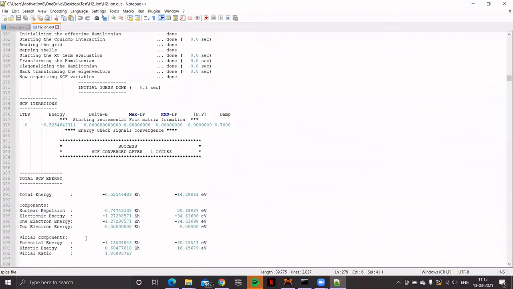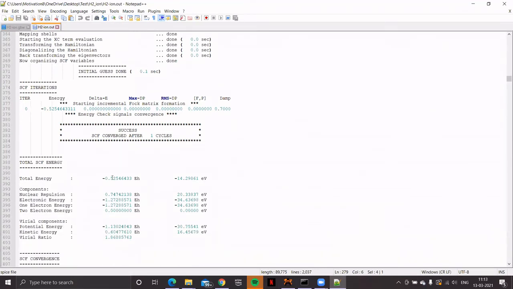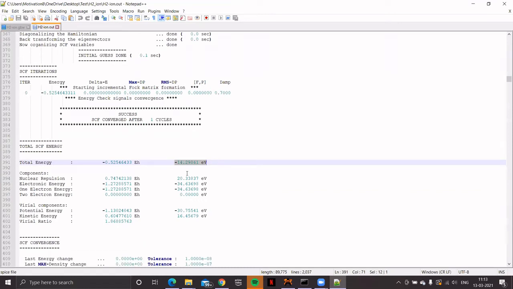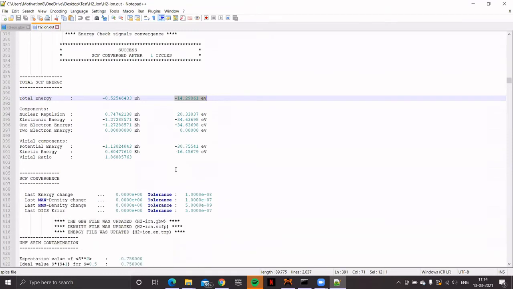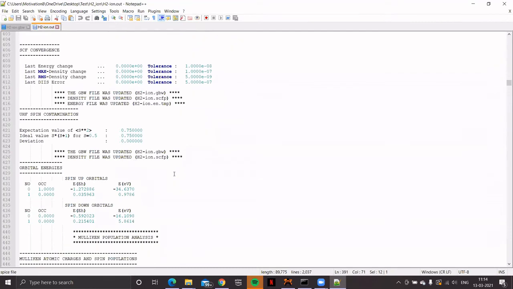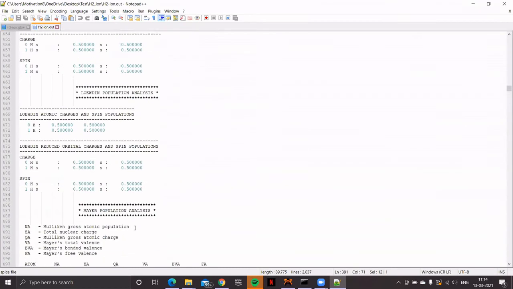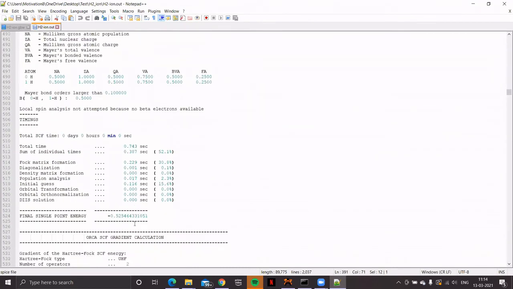So SCF done. Right now, they are saying that the energy of the H2 positive ion is this many electron volts, minus 14.29 electron volts. But you'll see that there will be a continuous decrease in this particular energy as the optimization process moves on. So that's step one. Now we'll talk about this analysis at the end.